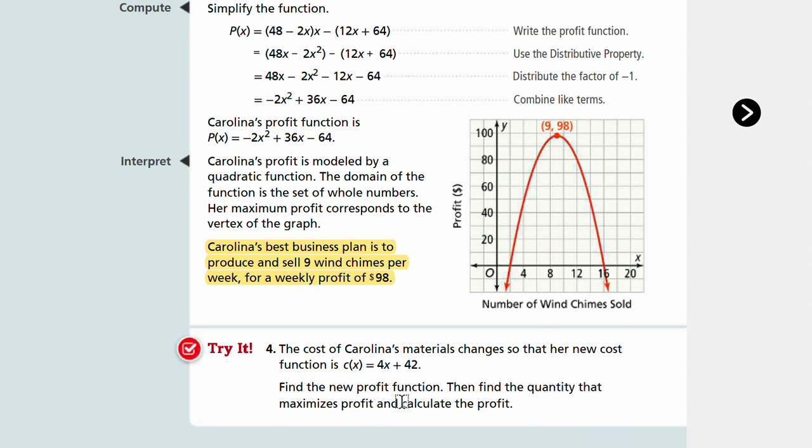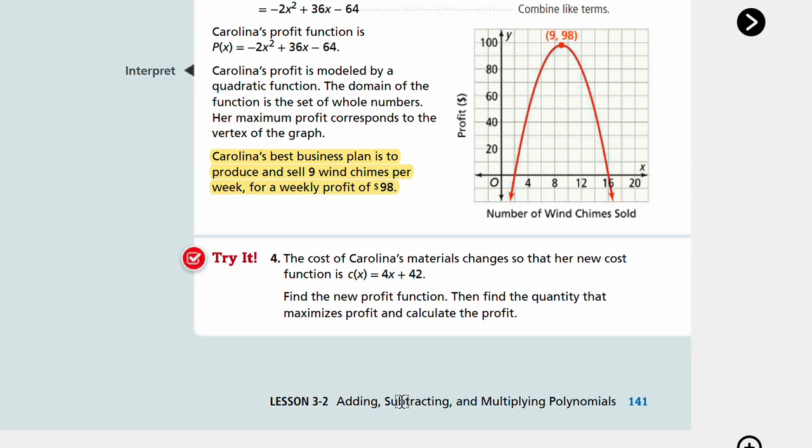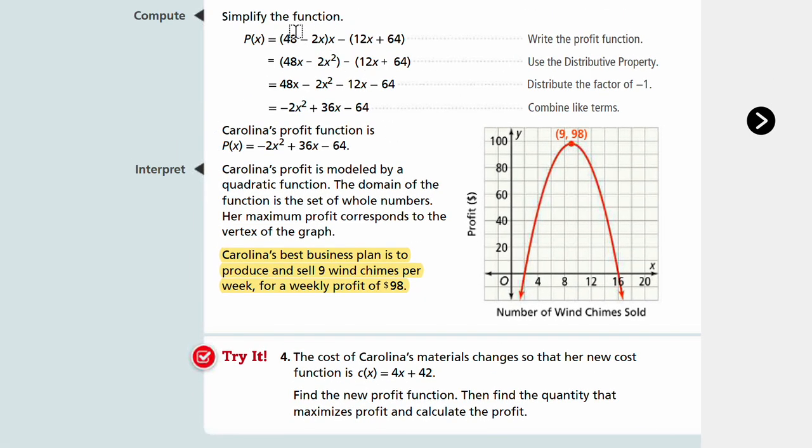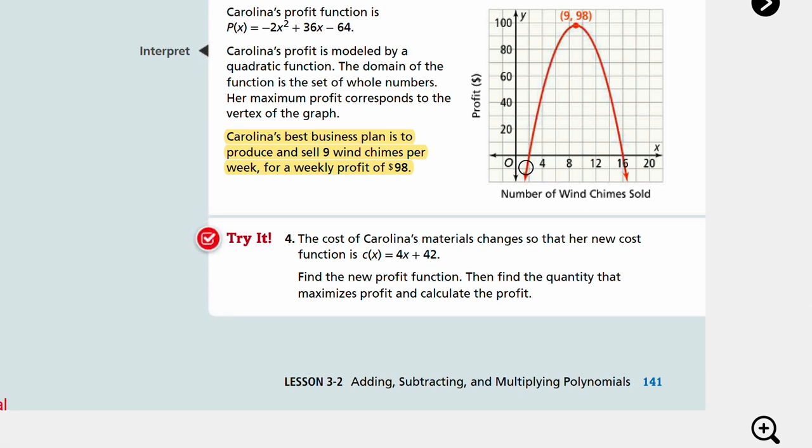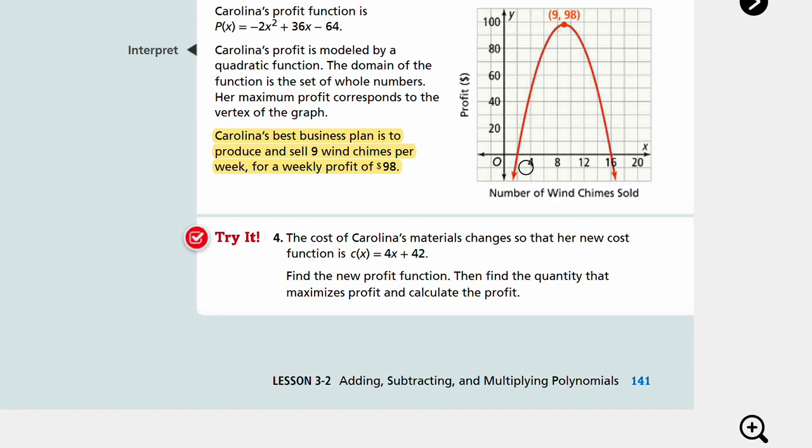Okay, so let's look at try number 4. The cost of Carolina's materials changes so that her new cost function is c of x equals 4x plus 42. Find the new profit function, then find the quantity that maximizes profit and calculate the profit. So using the new equation, you're going to rewrite the profit function, and then using this profit function, you should graph it and calculate the maximum profit. So pause the video and come back when you're ready for answers. Okay, are you ready?